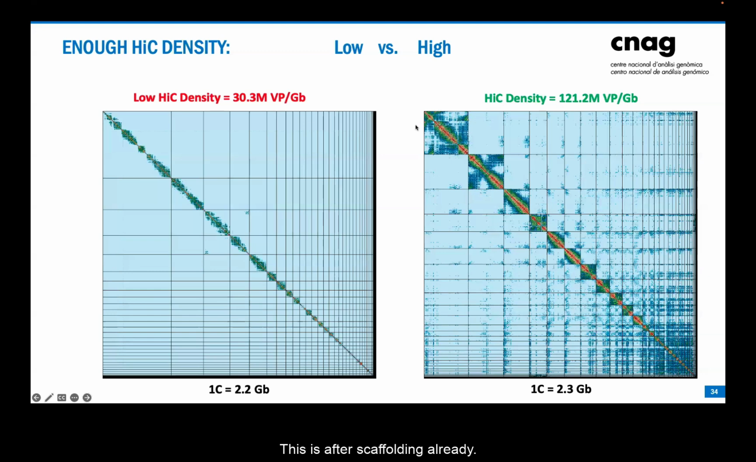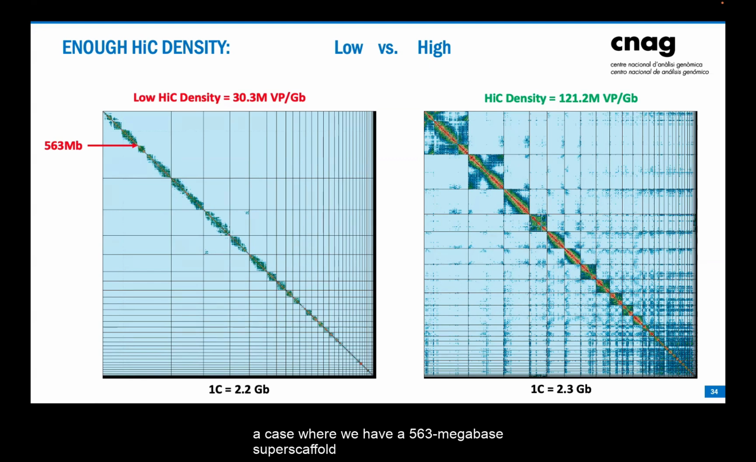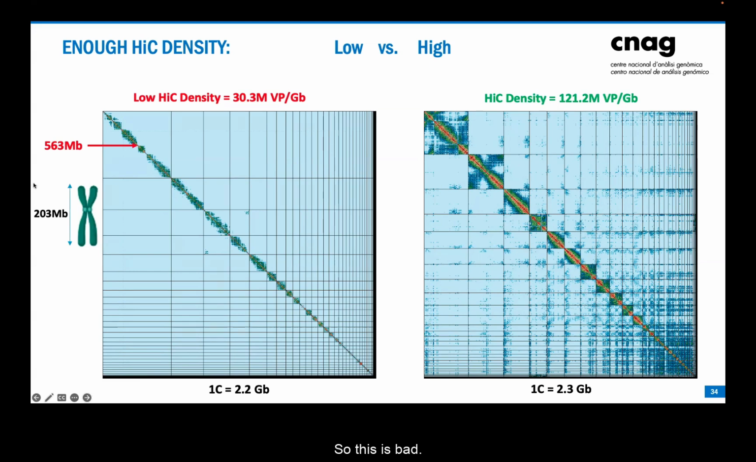And this is after scaffolding already, but you see the chromosomal territories are nicely defined and this genome actually requires minimal curation. In this other case, we already have, in the first super scaffold, a 563 megabase super scaffold. That is more than double the size of the largest chromosome for this species. So this is bad.